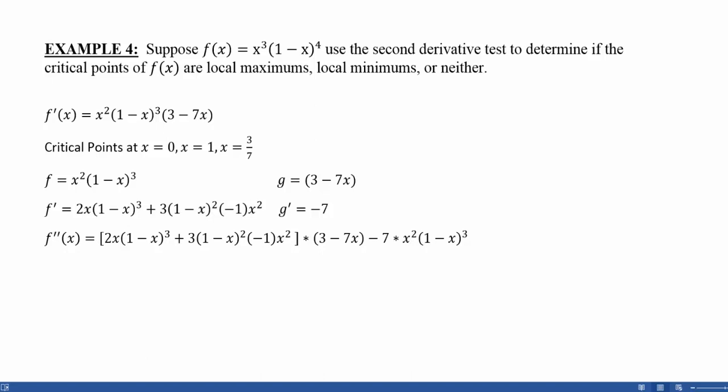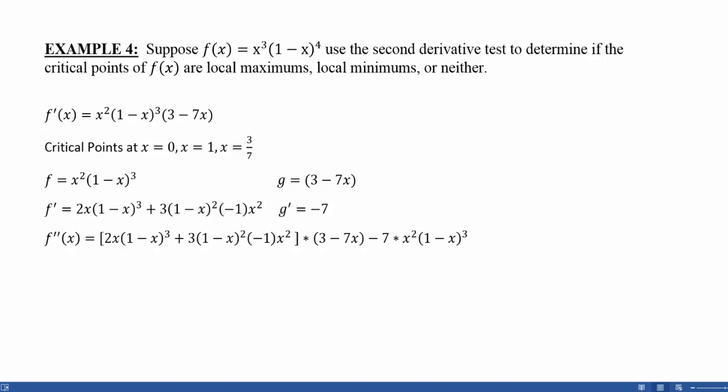Example 4. So if f of x equals x cubed times 1 minus x to the fourth, use the second derivative test to determine if the critical points are local maxes, local mins, or neither. So we determined that the first derivative, once it's simplified, is x squared times 1 minus x cubed times 3 minus 7x. From there, we were able to get the critical points of 0, 1, and 3/7.